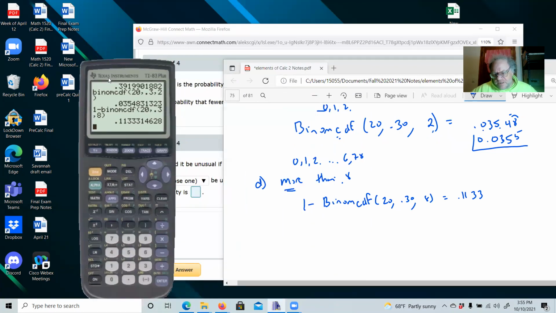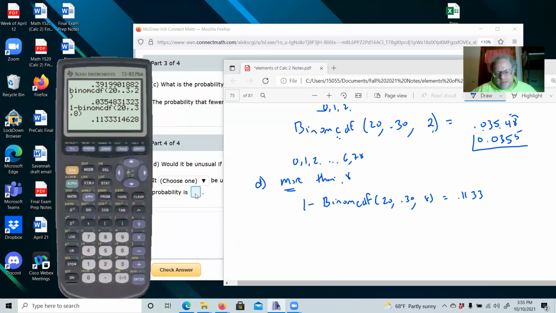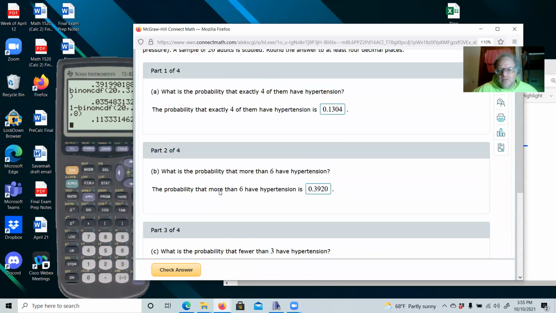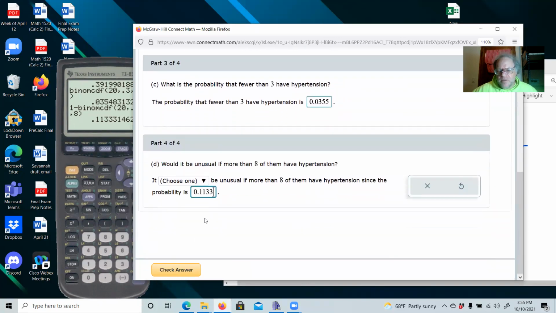Or whatever country they wanted them to set up here. So 0.1133. All right, my answer. So let's see. Fingers crossed. Please select an option.